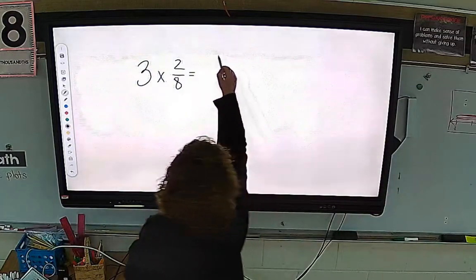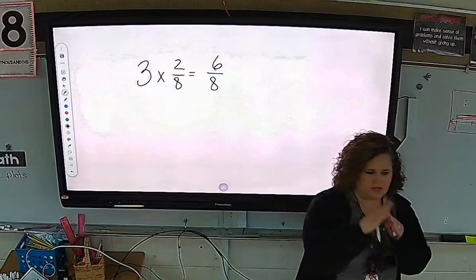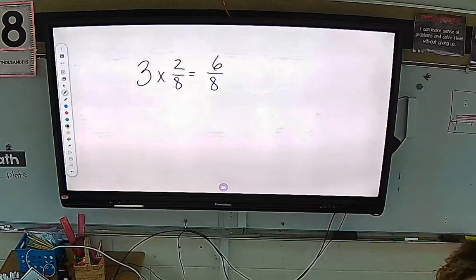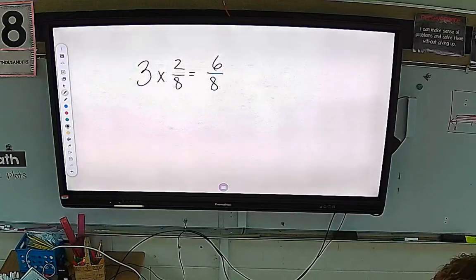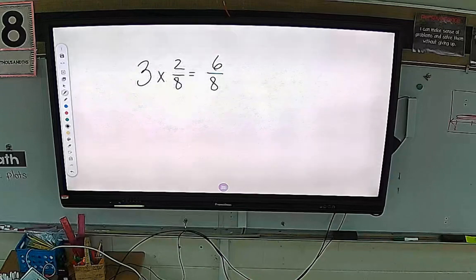3 times 2. So what's our final answer? 6/8. Now let me time out right here. Every time just about we did this yesterday, we had to stop and change it back to a mixed number. We've got a lot of work to do. Let's do all the adding and multiplying, and at the very end, if we need to change it into a mixed number, we'll do it.